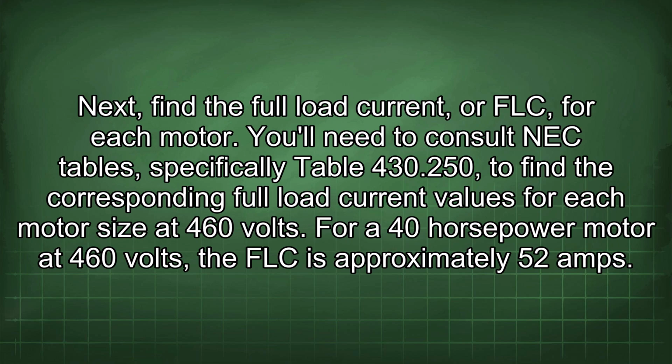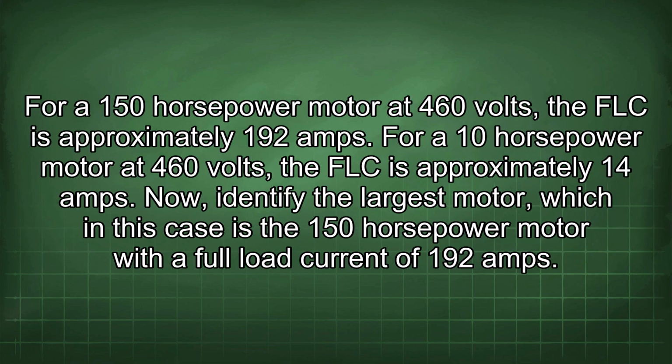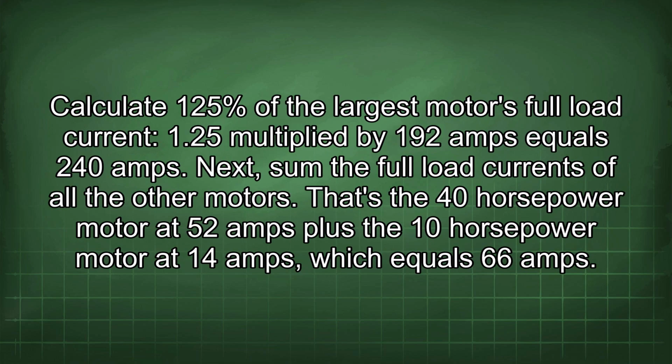For a 40 horsepower motor at 460 volts, the FLC is approximately 52 amps. For a 150 horsepower motor at 460 volts, the FLC is approximately 192 amps. For a 10 horsepower motor at 460 volts, the FLC is approximately 14 amps. Now, identify the largest motor, which in this case is the 150 horsepower motor with a full load current of 192 amps. Calculate 125% of the largest motor's full load current. 1.25 multiplied by 192 amps equals 240 amps.